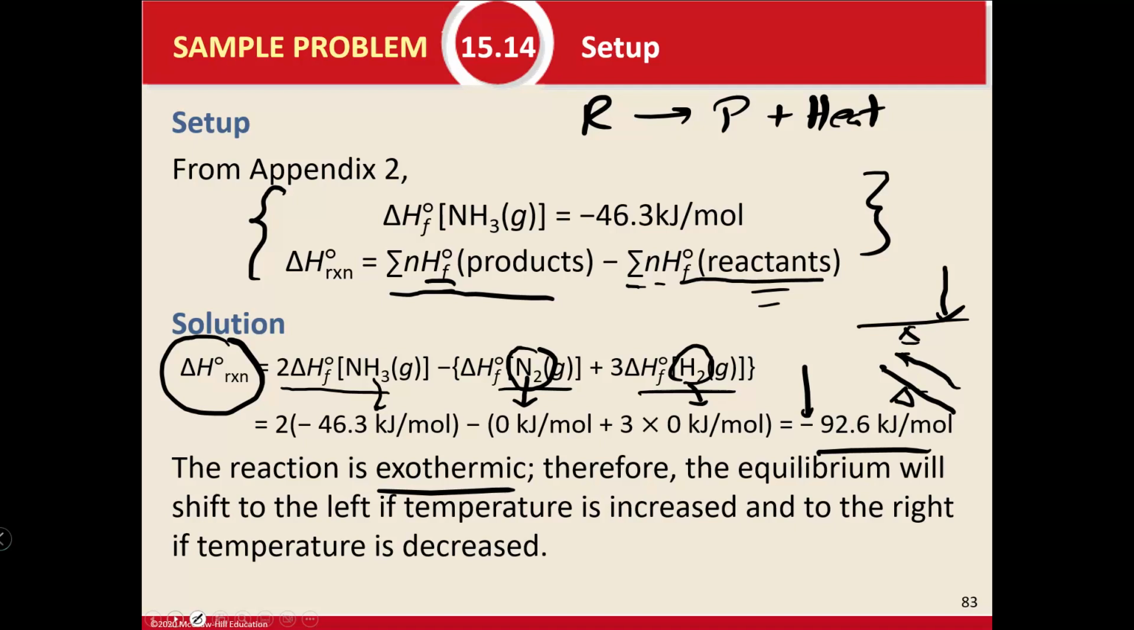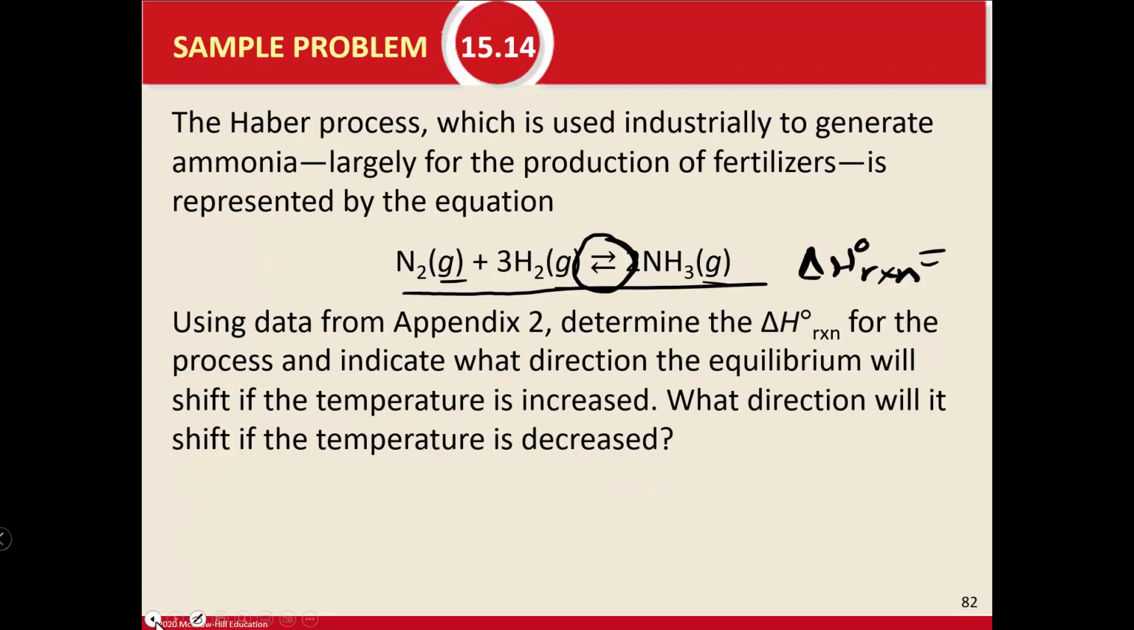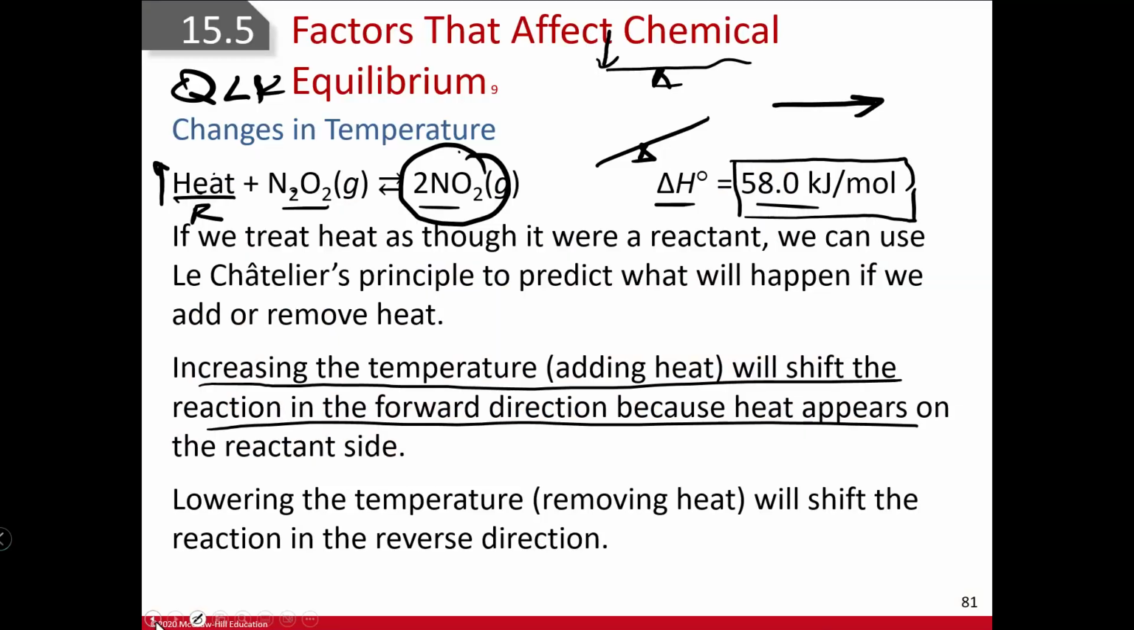It really comes down to if it's exothermic, the heat's on the product side. If it's endothermic, like we saw in the previous reaction, the heat is on the reactant side. So let's look at that again. So here you had heat on the reactant side. So if you add heat to this reaction, it comes down here, and the reaction is going to have to shift to the right to decrease that heat.